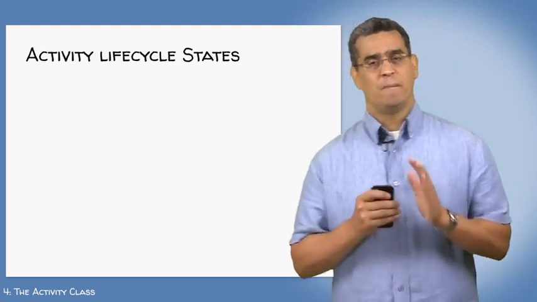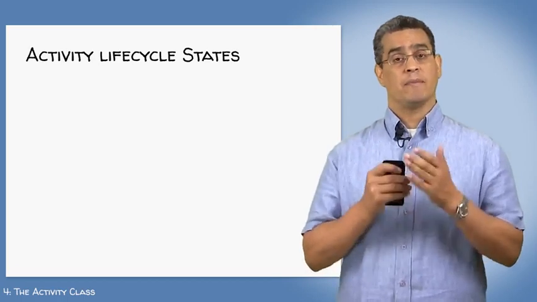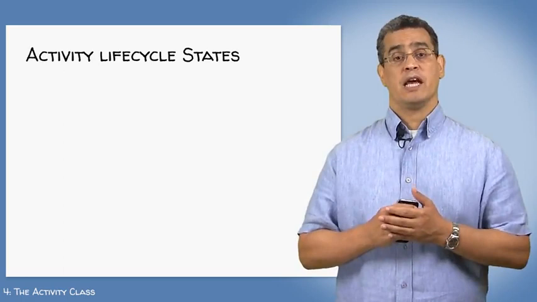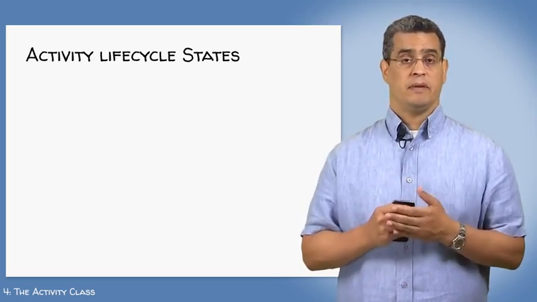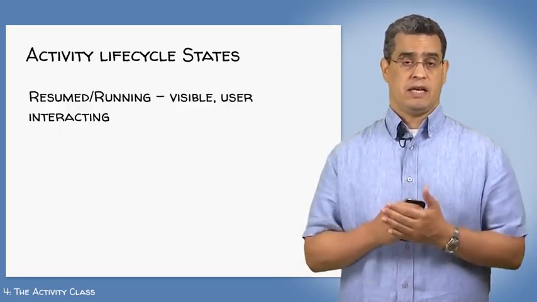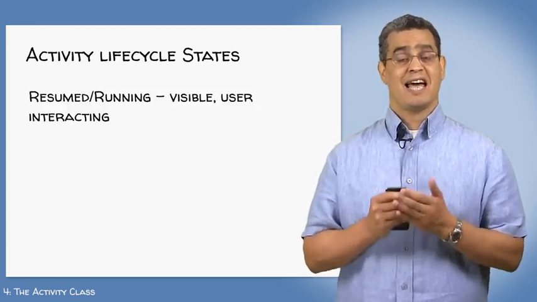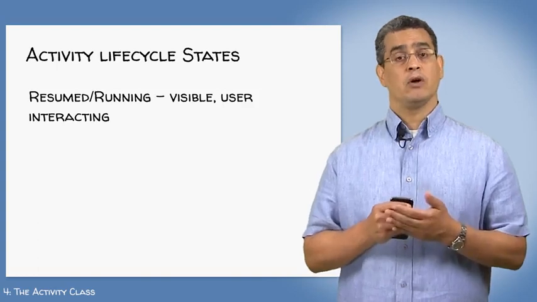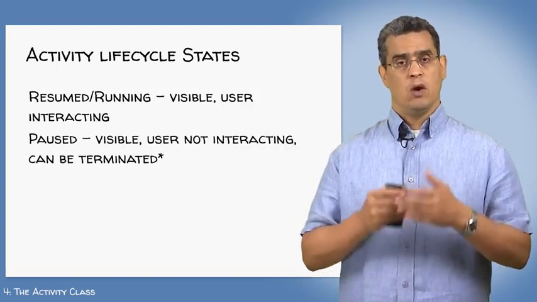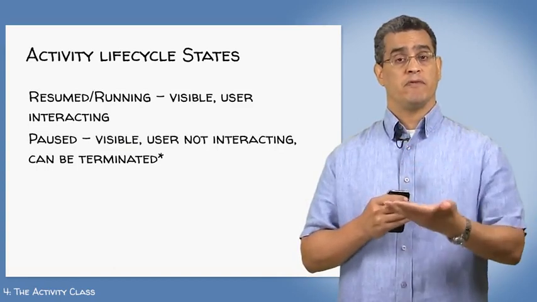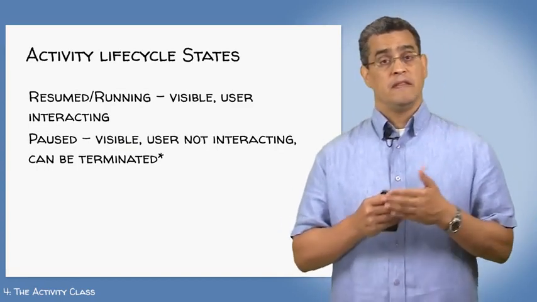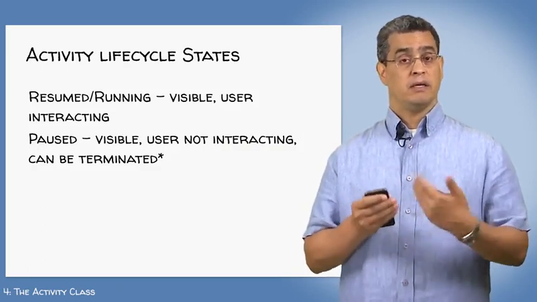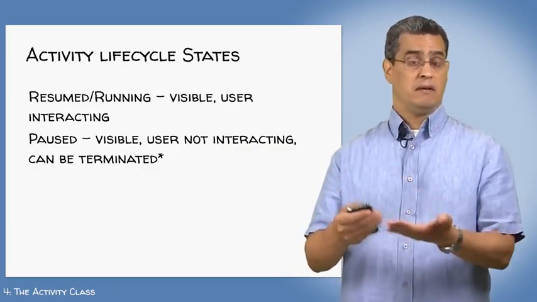So let's talk a bit more about the activity lifecycle and the particular lifecycle changes that activities go through. For example, once an activity is started, it can be in a resumed or running state. And while it's in this state, the activity is visible and the user can interact with it. An activity can also be paused. For instance, when a new activity starts to pop up in front of it. In this situation, the activity may still be partially visible, but the user can't interact with it because the user will be interacting with a new activity that's starting up.